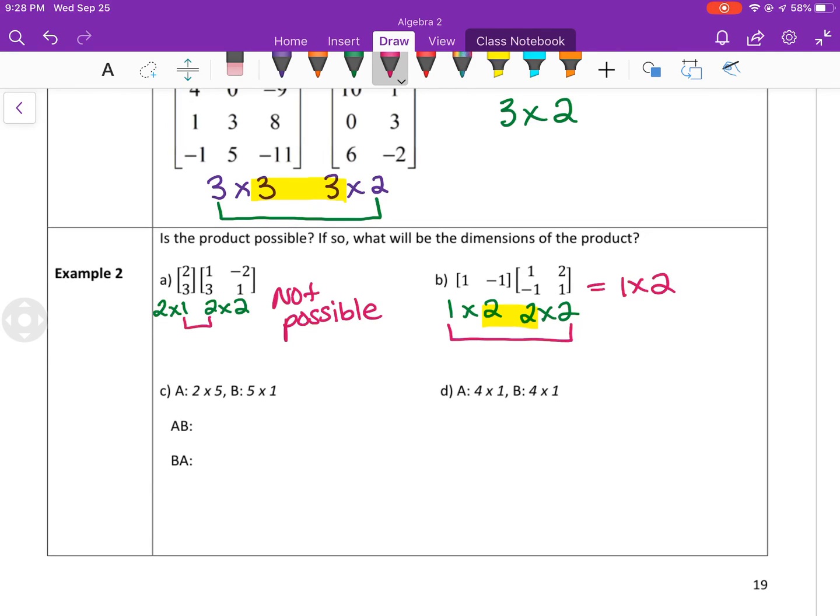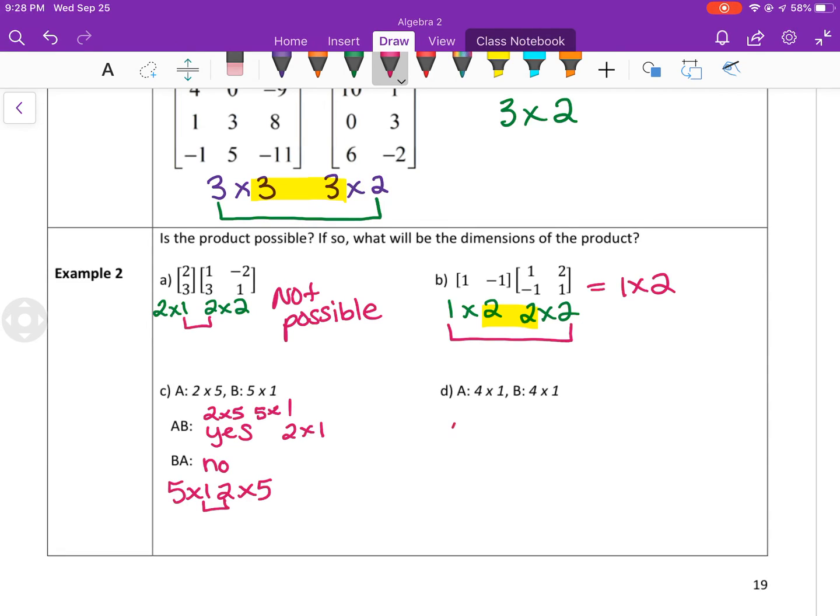Okay. And C, if we take A times B, that would be a 2 by 5 and then a 5 by 1. So yes, that is possible, and our answer would be a 2 by 1. If we took B times A, we'd have a 5 by 1 times a 2 by 5. These are not the same, so this one is not possible. So that's something to note: you can multiply A times B, but you can't multiply B times A.